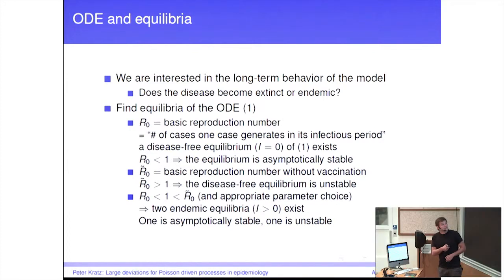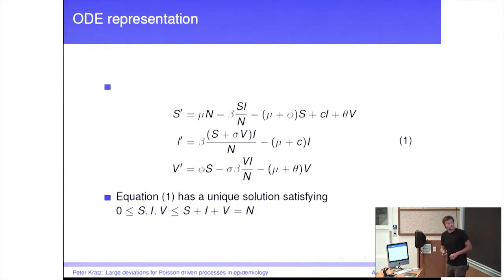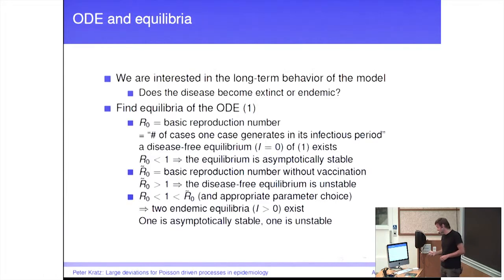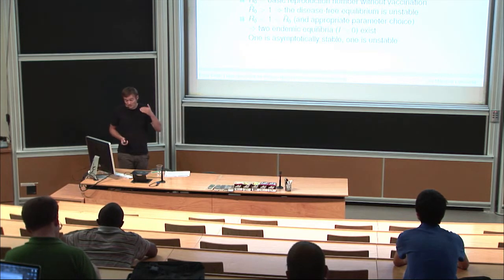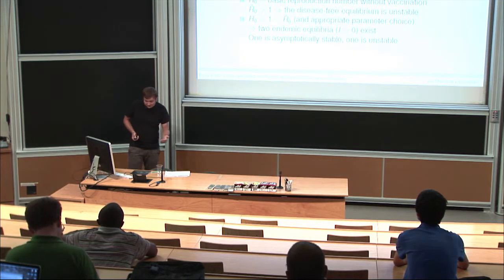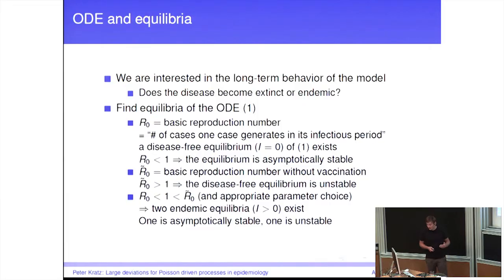So there is also a disease-free equilibrium, where there are no infectives anymore. I mean, that is very easily seen. If you put I equal to 0, I doesn't change anymore. So that's easy. That always exists. And if there's less than one secondary infection per infective in the infectious period, if R0 is less than 1, then this equilibrium is asymptotically stable. Okay? So that's a very important number.